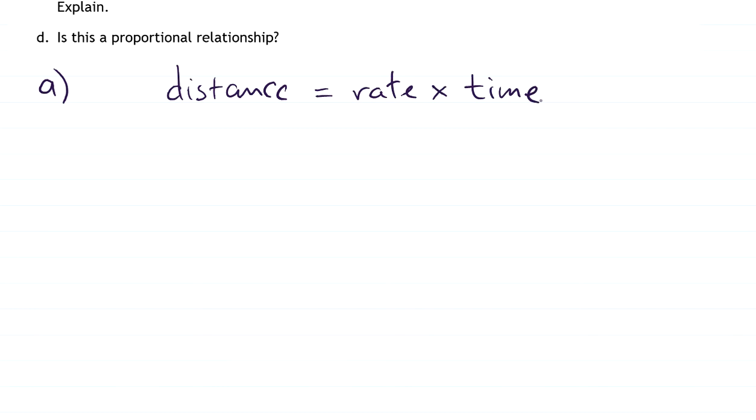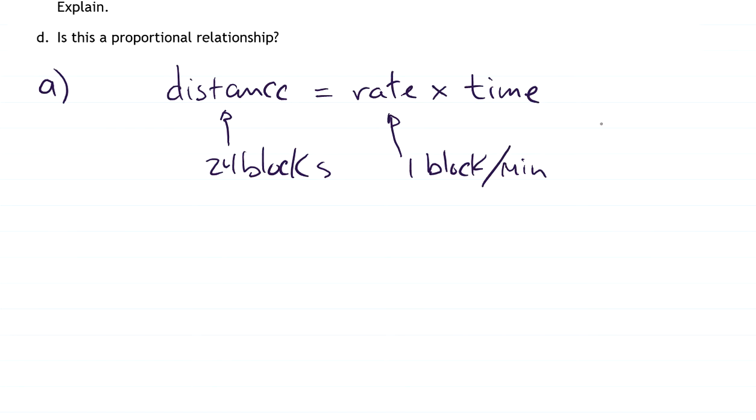So in each of these cases, for the first one, we know that the distance traveled is 24 blocks, and we know that her speed is initially 1 block per minute. And what we're asked to find is how much time does it take. So that's a pretty straightforward question for A. So it's 24 equals 1 times t. If I divide both sides by 1, I get that t would equal 24 minutes.